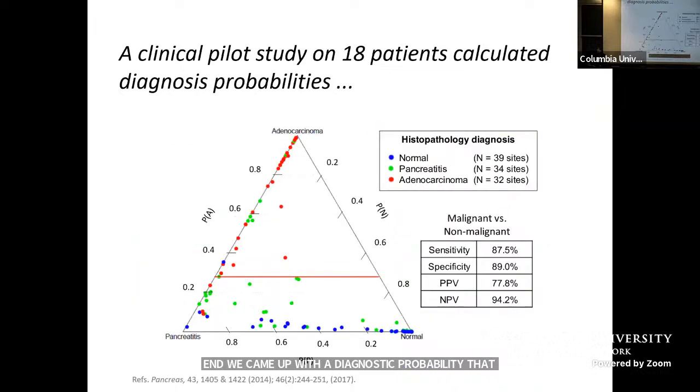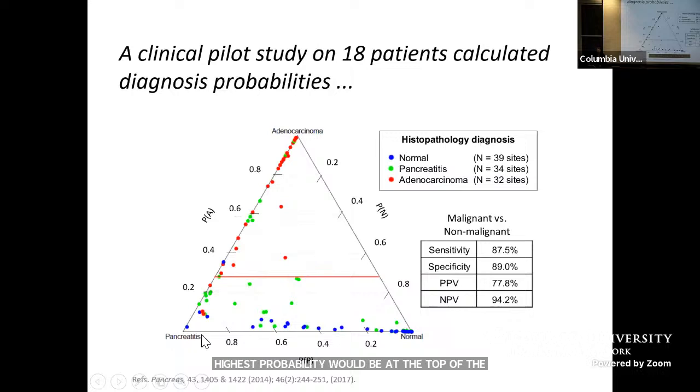And here's what the data looked like. All right, so this is being plotted here on this ternary plot. So let's see, along the left-hand side is the probability that a site is cancer, adenocarcinoma. The highest probability would be right here at the top of the triangle.